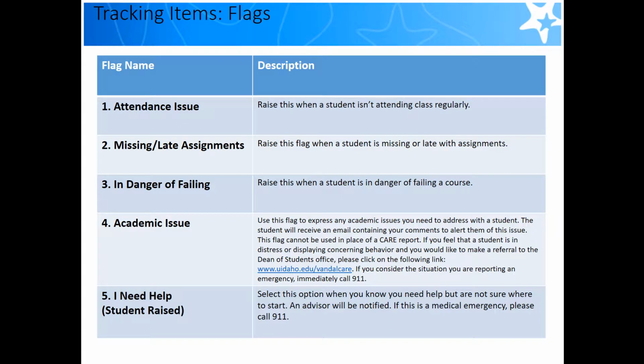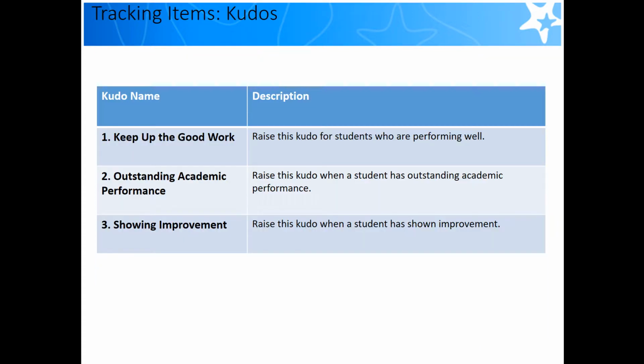Flags are raised when there is a concern with a student or students. Common reasons include attendance issues, missing or late assignments, when a student is in danger of failing a course, or other academic issues. There is also the possibility that a student raises the I need help flag to notify their advisor that they need help with an issue. Common kudos include keep up the good work, outstanding academic performance, and showing improvement.